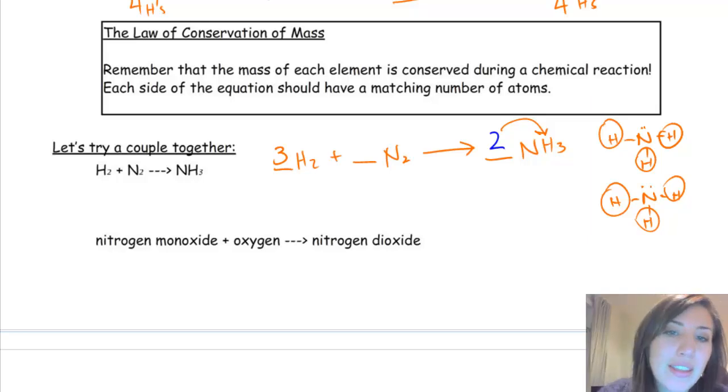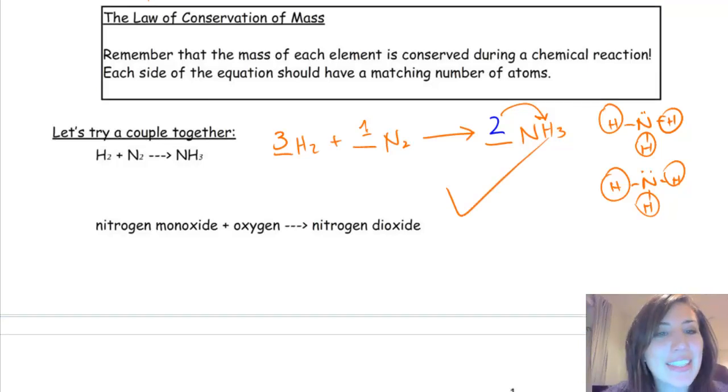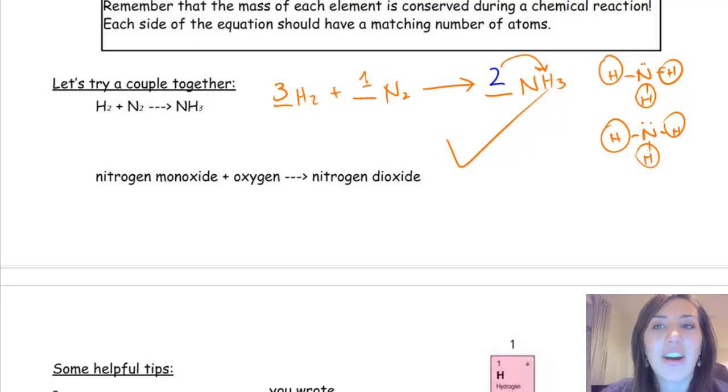3H2 plus N2, this is just an invisible 1 that you don't need to write, we just know that. 1 and 2 yields 2 NH3. Yeah, that's wonderful. Alright, last example on this page: nitrogen monoxide plus oxygen yields nitrogen dioxide.